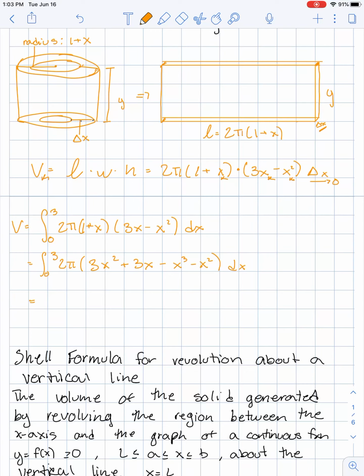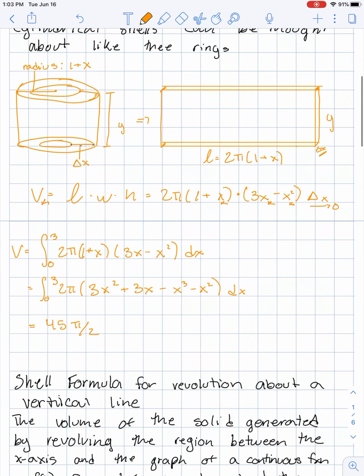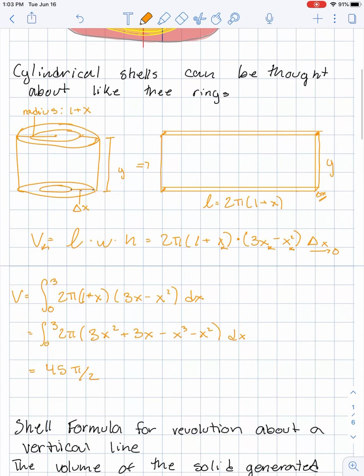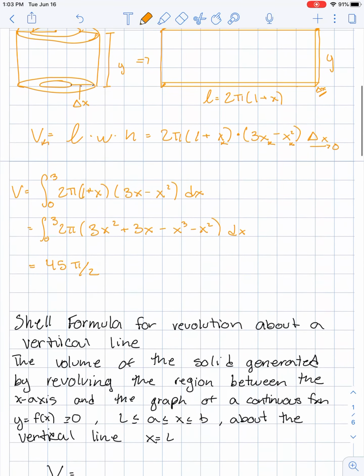and integrate just like I would with any other integral. And we will get 45 pi over 2. So that's kind of like a very generic background of how to get a formula for cylindrical shells.